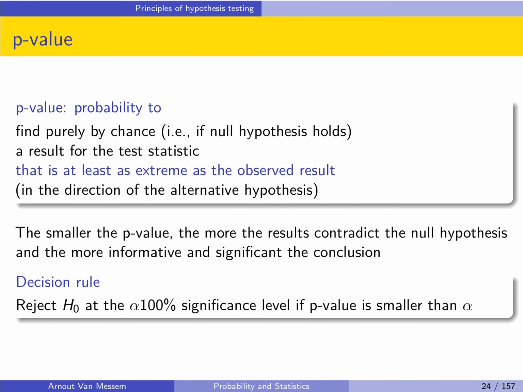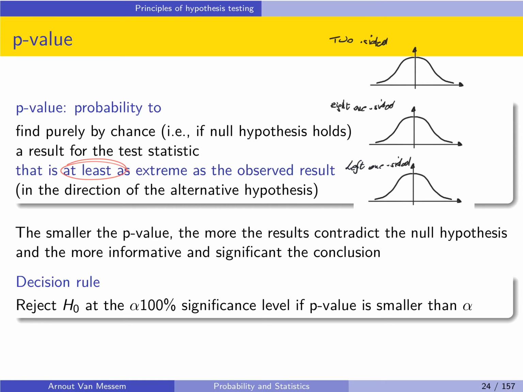So the p-value is the probability to find purely by chance, so only due to randomness in the data, under the null hypothesis, a result for the test statistic that is at least as extreme as the observed result. In this case, at least as extreme as the observed result means that it has to be farther away from the center in the direction of the alternative hypothesis. So depending on the test, if it is a one-sided left, one-sided right, or a two-sided test, you will look in different directions, but you will always look away from the center of the distribution in the direction of the alternative hypothesis. The smaller the p-value is, the more the results will contradict the null hypothesis, and so the more informative, the more significant the conclusion is. Why?